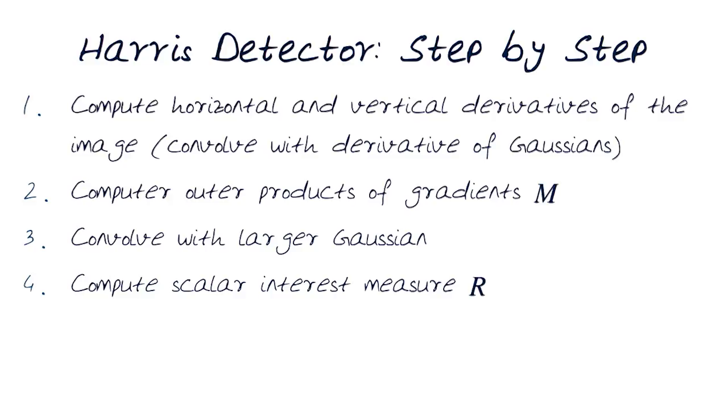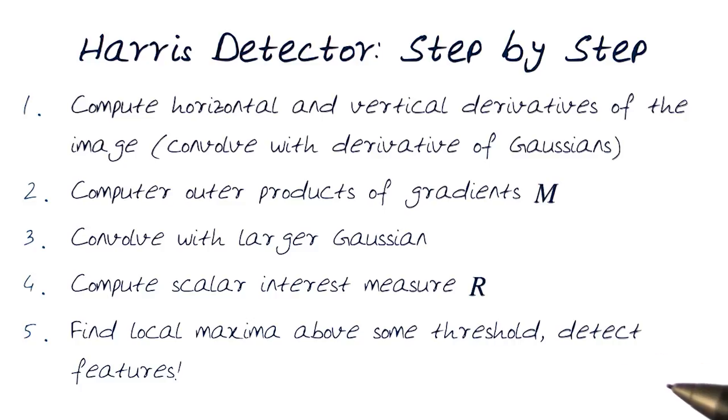Then we start measuring a scalar interest measure, and I encourage you to look at more details in a variety of books that are available and the material that I may make available on this one. And then we want to find the maximum values above some threshold, and those would be the features. So this is a step-by-step method on how we can do Harris corner detection. Let's look at more details on this one.